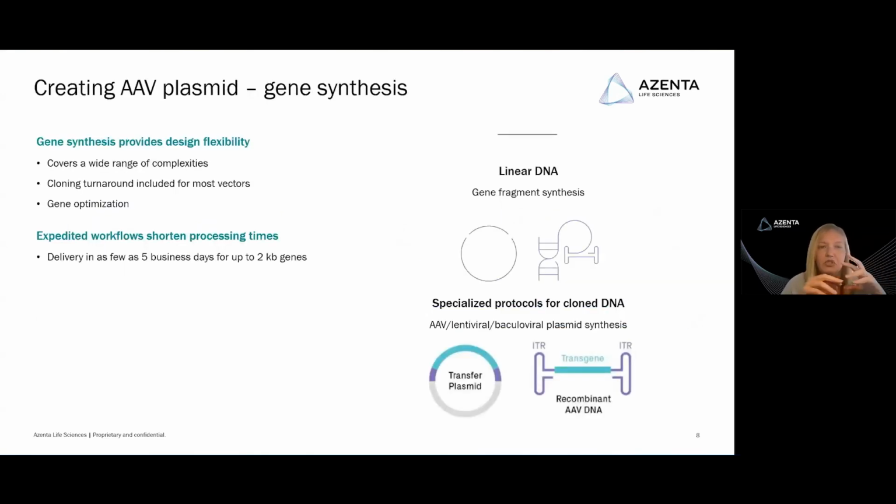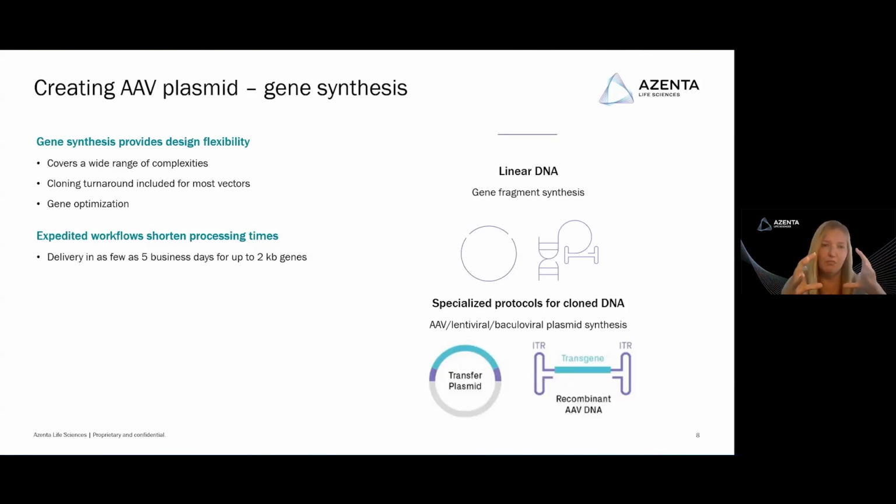For AAV, we have two different methods of gene synthesis that we can use to actually create our plasmid. The first is linear DNA synthesis, where we're just going to synthesize the fragment that's going to fit into an already existing plasmid backbone. The other option is to actually synthesize the entire plasmid end to end. Either of these options are fine. Which one you choose is really up to you and your preference.